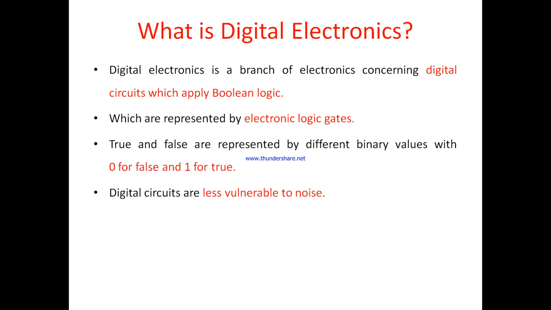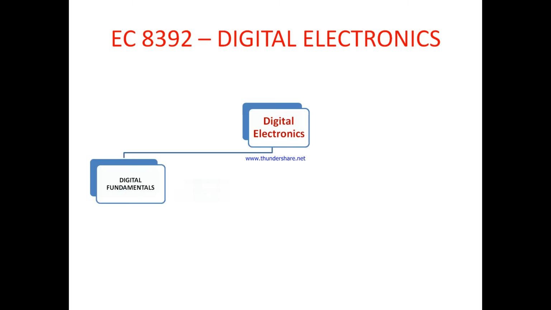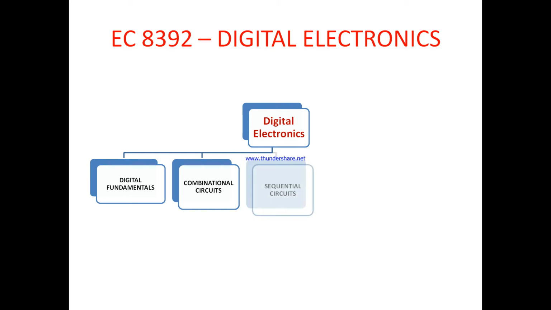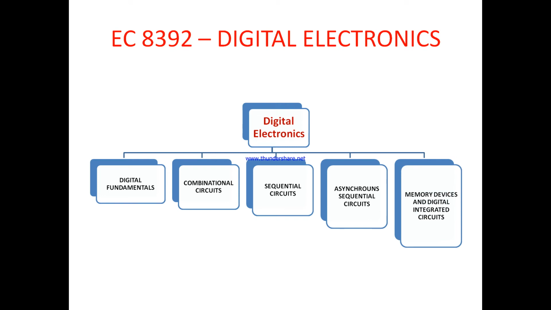Then, the digital circuit is less vulnerable to noise, and it was invented in the 20th century. Mr. George Boole introduced Boolean algebra for digital electronics. Digital electronics is mainly classified into 5 sections. The first unit is digital fundamentals. Then we discuss combinational circuits, then sequential circuits, then asynchronous sequential circuits, and finally memory devices and digital integrated circuits.